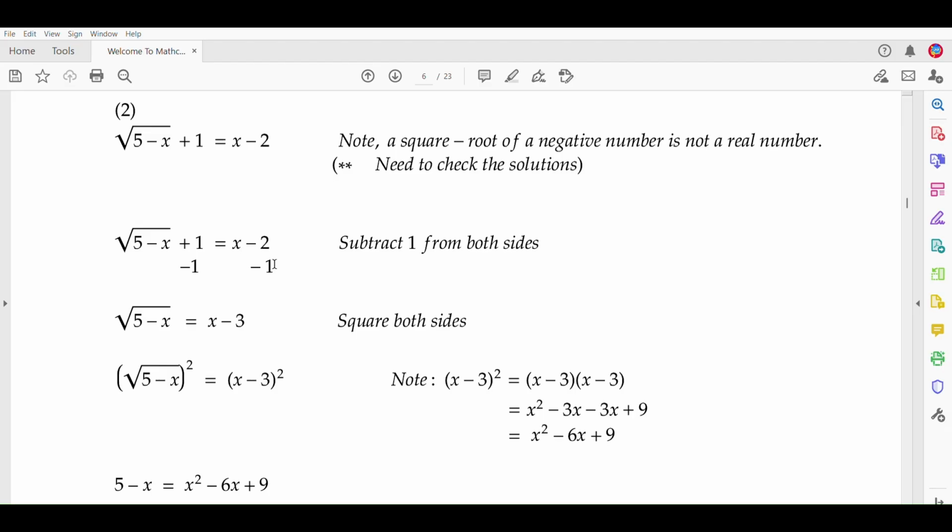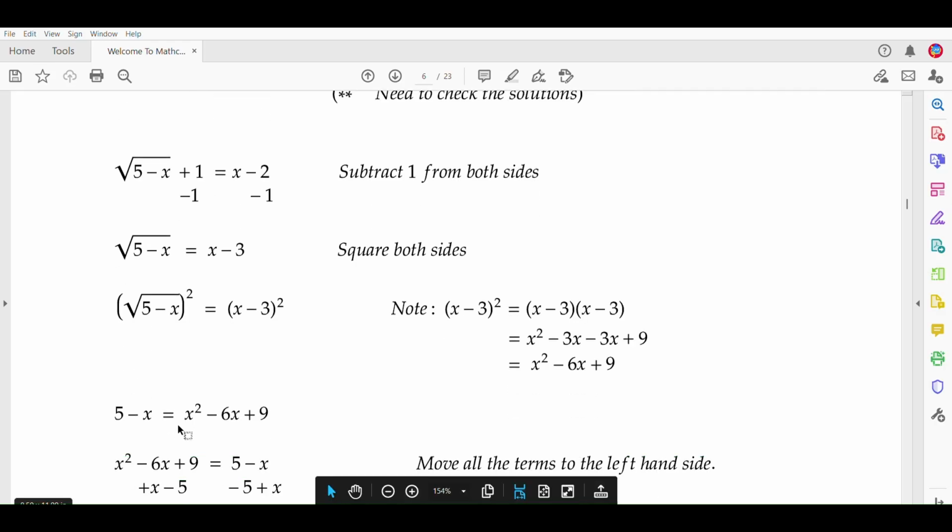x minus 3. Now that you have isolated the radical, you may square both sides. Only after isolating the radical do you square it. Okay? Square both sides. The square cancels the square root. You have 5 minus x.